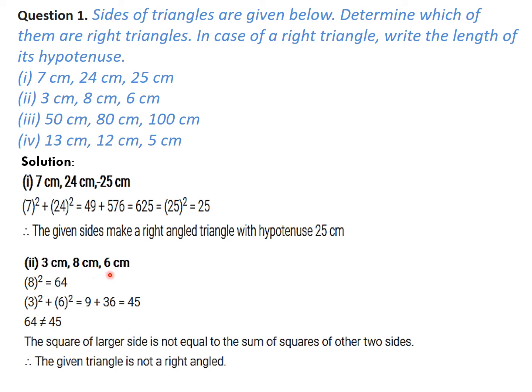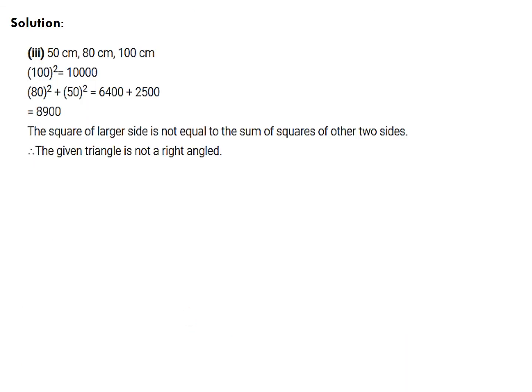So we can see that 3 and 6 are the smaller sides and 8 is the larger side. So what we have to do is take the square of 3 and 6 and add them and check whether that is the square of 8 or not. So 8 square equals 64 and 3 square plus 6 square is equal to 45, which is not equal to 64. Since the left hand side is not equal to the right hand side, therefore we can say these three are not the sides of a right angle triangle.